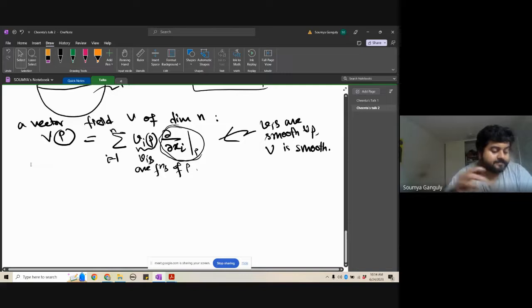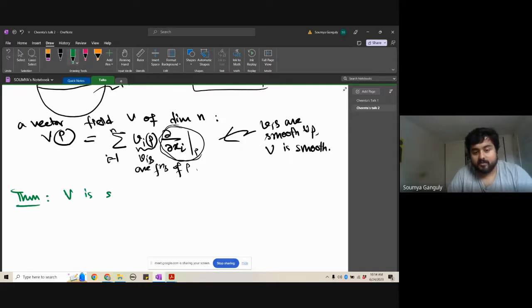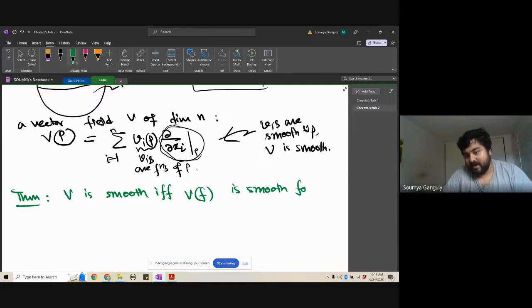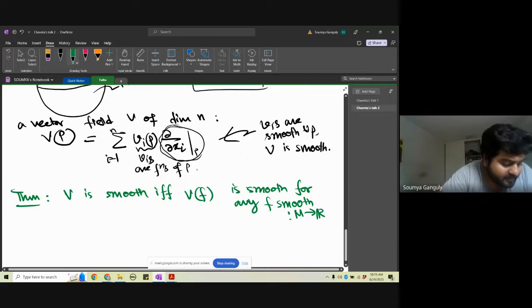Then there is a theorem, which I'm not going to prove. V is smooth if Vf, which is V acting on a function f, is smooth for any smooth f from M to R.